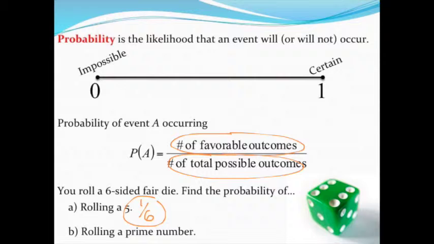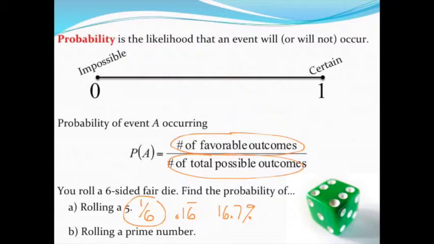Now, probability can be expressed as a fraction, as I just did. It could be expressed as a decimal, so if I divide this out, I get 0.16 repeating. Or I could express probability as a percentage, so I could say about 16.7 percent if I round off. So probability can be expressed any of those ways.